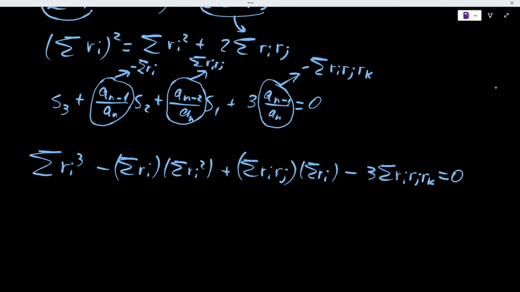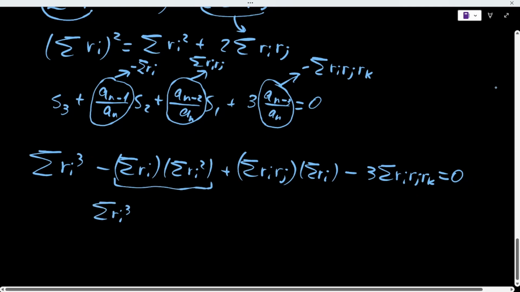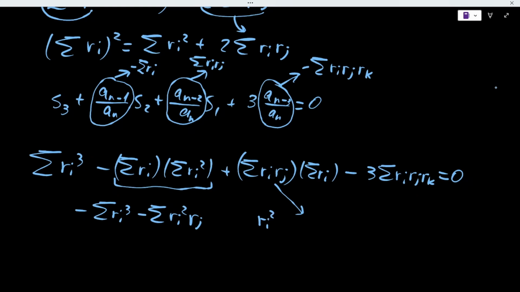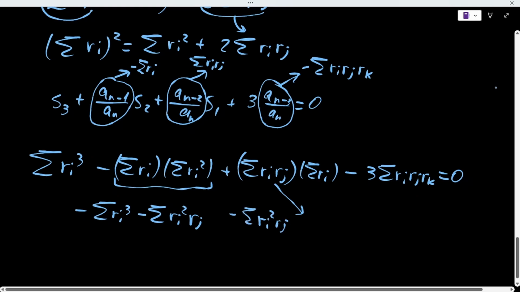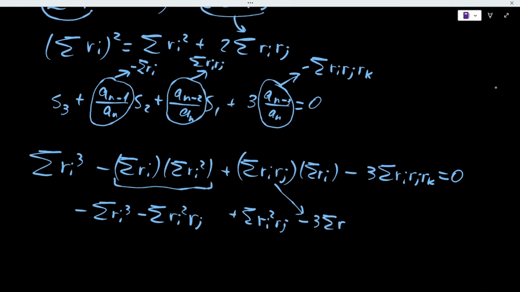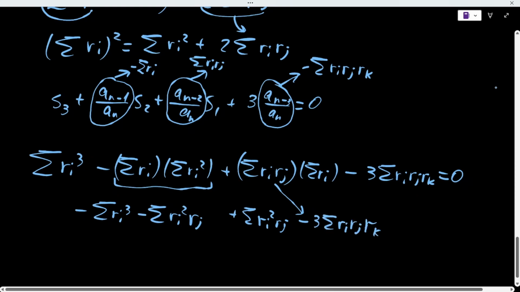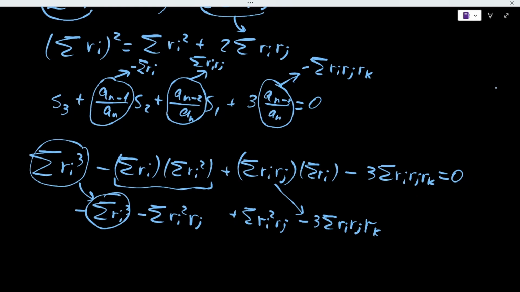This must be 0. If we expand this term, we will separately take the terms which equal Ri cubed, and this will be minus Ri cubed, minus Ri squared times Rj, where i and j must be different. If we expand this term, we will get Ri squared times Rj terms with a positive sign, but we will also have 3 times Ri, Rj, Rk terms. And clearly, the sum of the cubes will be cancelled here. Minus Ri squared times Rj terms will be cancelled here, and the positive 3 Ri, Rj, Rk terms will be cancelled here. And so we will get exactly what we want. And we proved the third level.